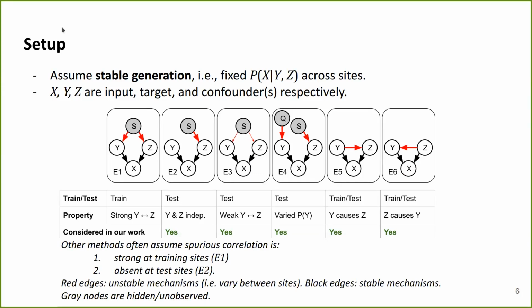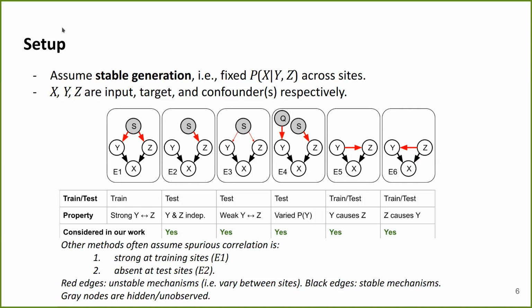The common setup is to assume there are 2 sites. In the first site, E1, there exists strong spurious correlation between y and z. Data from this site is used for training. In the second site, E2, there's no correlation between y and z. Data from this site are used as test data. However, there could be other possibilities such as E3, E4, or E5.